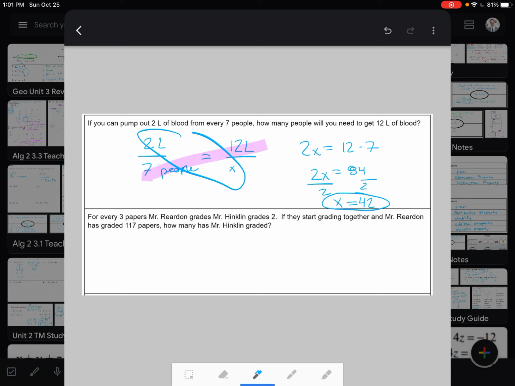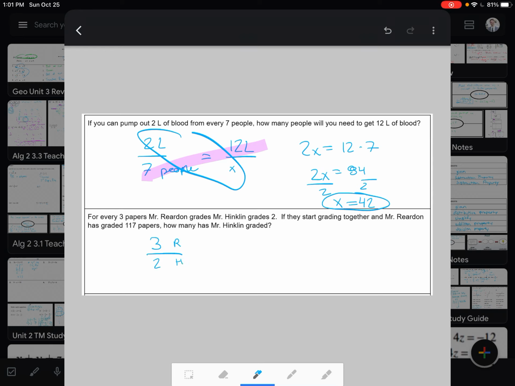The reason we set these up as proportion equations is that sometimes it's not as easy as just doing 6 times 7, or sometimes we can't see that scale factor right away. Or even if we have multiple unknowns, we'll need that algebraic equation set up. All right, let's do another example.